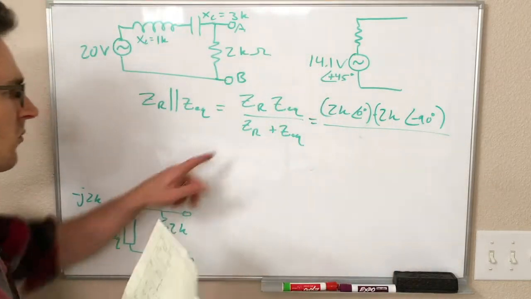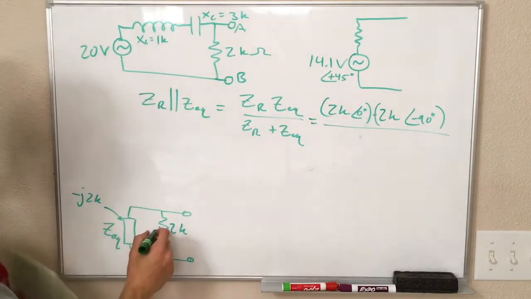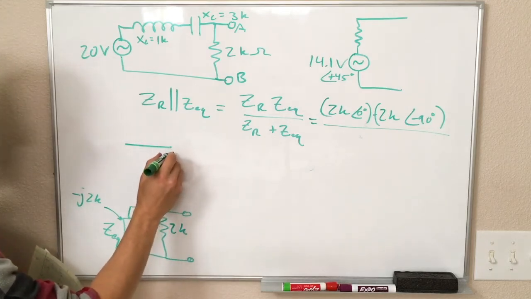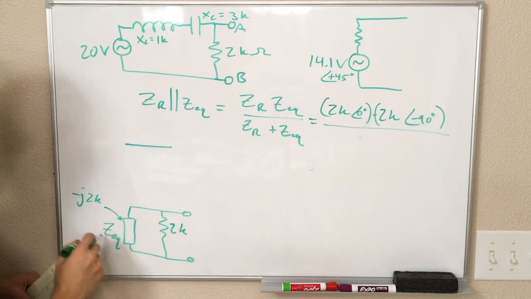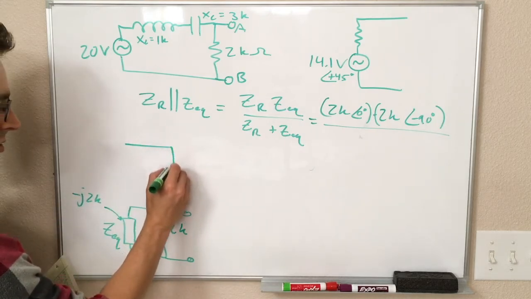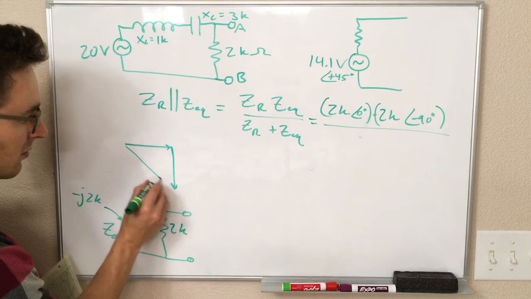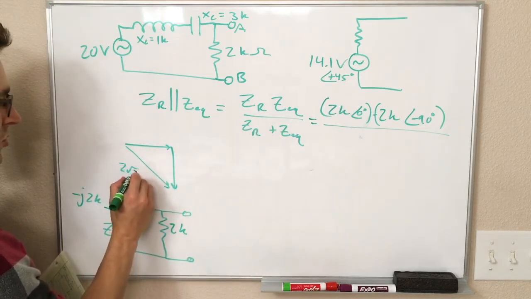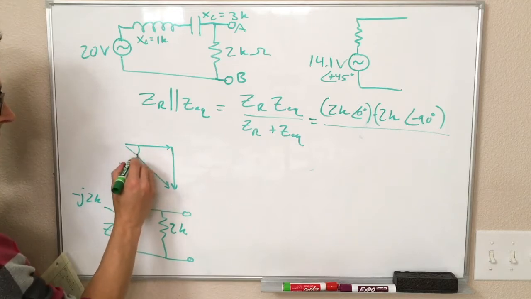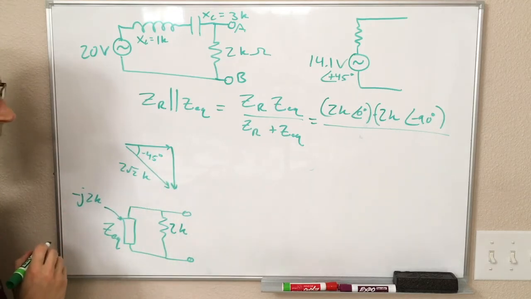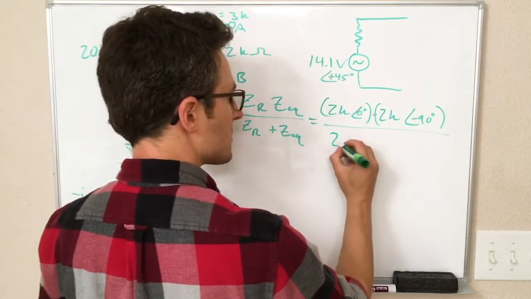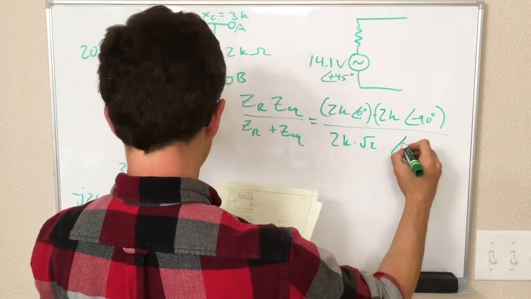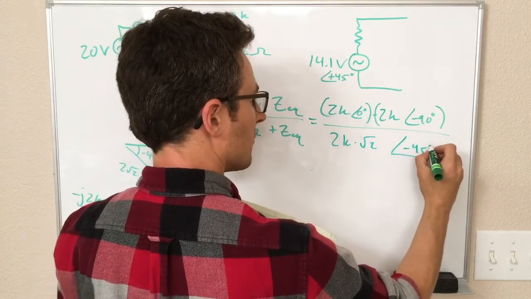Divided by ZR plus Z equivalent, which is going to be, we can draw this on the diagram again, 2k plus the Z equivalent, which is minus j2k. So we actually end up with a familiar looking impedance in the denominator here. This is 2 root 2 kiloohms at an angle of minus 45 degrees. So we want this in polar coordinates: 2k times the square root of 2 at an angle of minus 45 degrees.